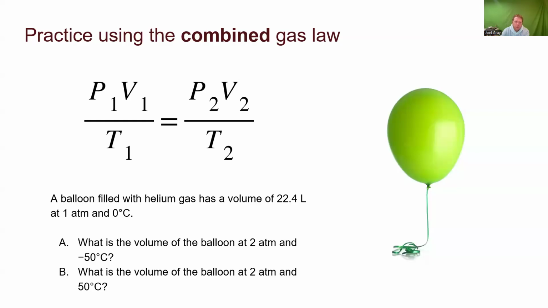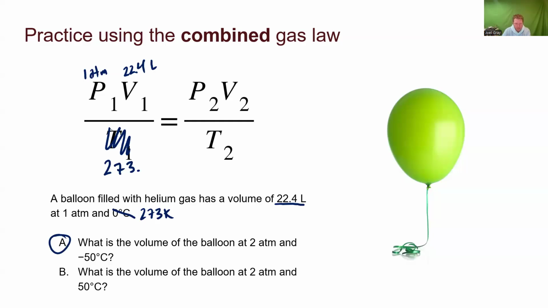Okay, a balloon filled with helium gas has a volume of 22.4 liters. So I'm going to put this 22.4 right here. And it is at a pressure of 1 atmosphere. And the temperature is 0 degrees Celsius. Now, just for consistency, I'm going to change this to 273 Kelvin because I like to use the temperature in units Kelvin. So I'm going to keep that straight. I'm going to do this so I don't mix anything up.